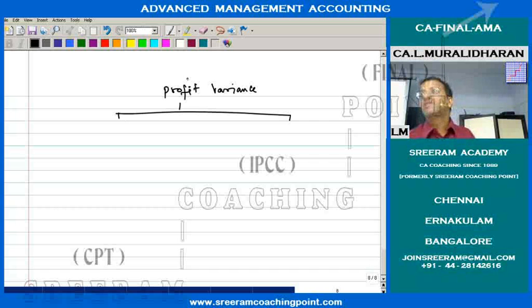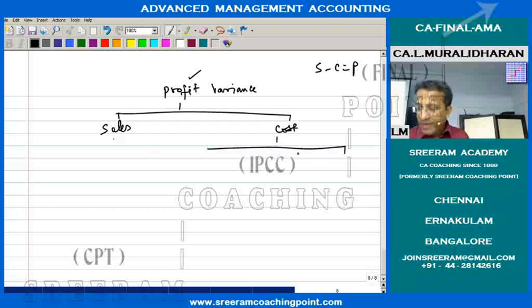Profit variance, if you look into the causes, what are the causes of profit variance? Sales, the other one being cost, because sales minus cost equals profit. Of that, when you say sales, it could be on account of selling price or on account of volume. We'll take up this variance on sales a little later. If you take up cost, we can identify the cost into three.